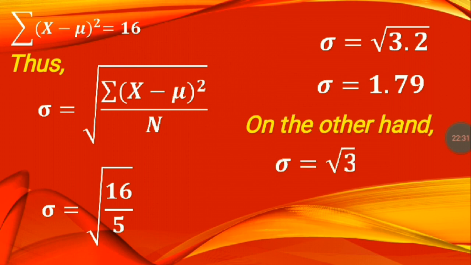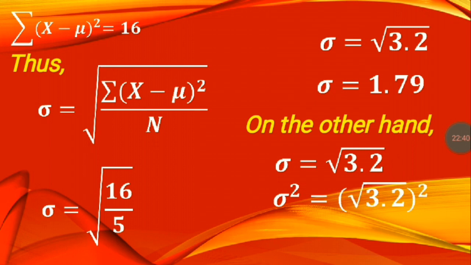1.79. On the other hand, our variance would be, if our standard deviation is the square root of 3.2, we're just going to square both sides of the equation. So we have our population variance is equal to the quantity of the square root of 3.2, quantity squared. So you get our population variance is equal to 3.2. Okay. So we actually solved already the population standard deviation and the population variance. I hope that is clear. Okay, let's proceed.